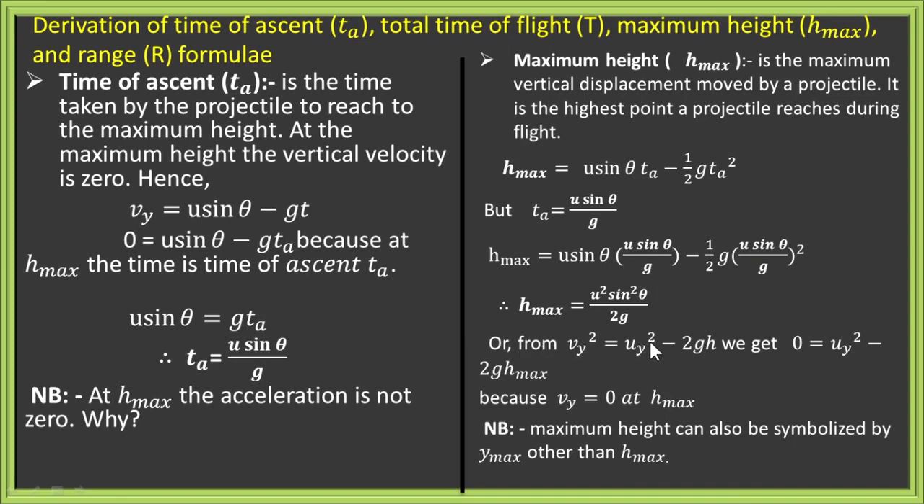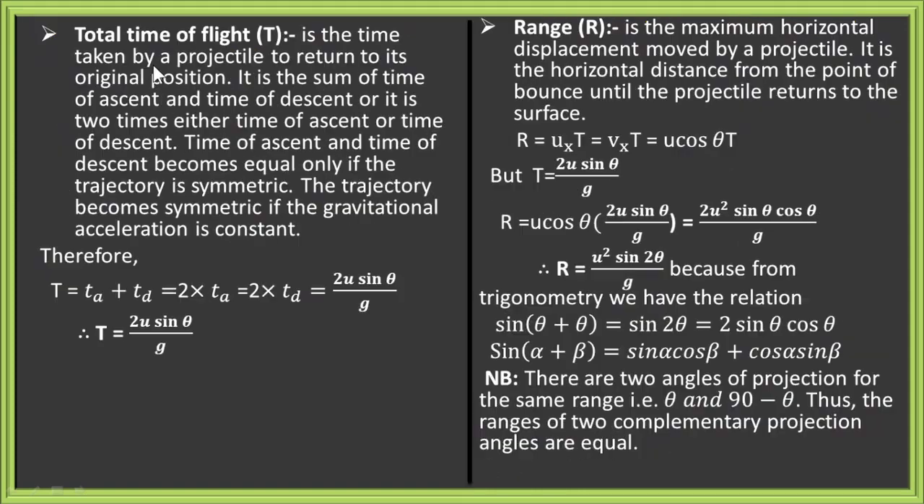Or from Vy squared equals Vyi squared minus 2gh, we get 0 equals Vyi squared minus 2g times h max, since Vy is 0 at h max. So solve for h max. H max is equal to Vyi squared over 2g. Vyi is u sin theta, so u squared sin squared theta over 2g is the maximum height attained by a projectile. Note that maximum height can also be symbolized by y max other than h max, because the vertical displacement can be represented by either y or h.